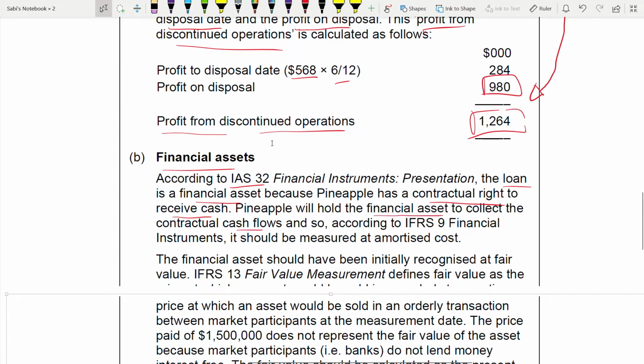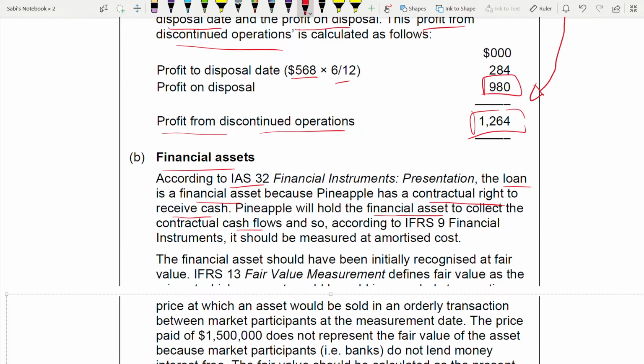So according to IFRS 9, how should you measure it? How you measure this financial asset is very important. Once you identify this is a financial asset, here for simplicity they have already told us that it is a financial asset. Most of the time they don't say it's a financial asset. They will just say it's a loan, an interest-free loan. You have to identify what it is. But in this case, it's easy. We know it's a financial asset.